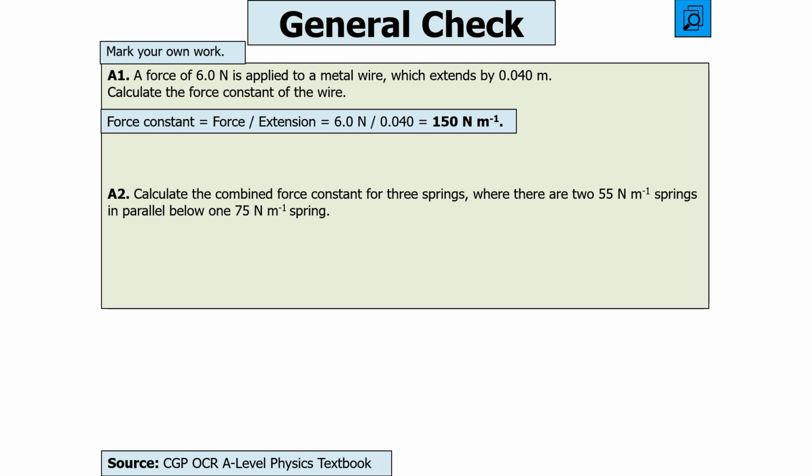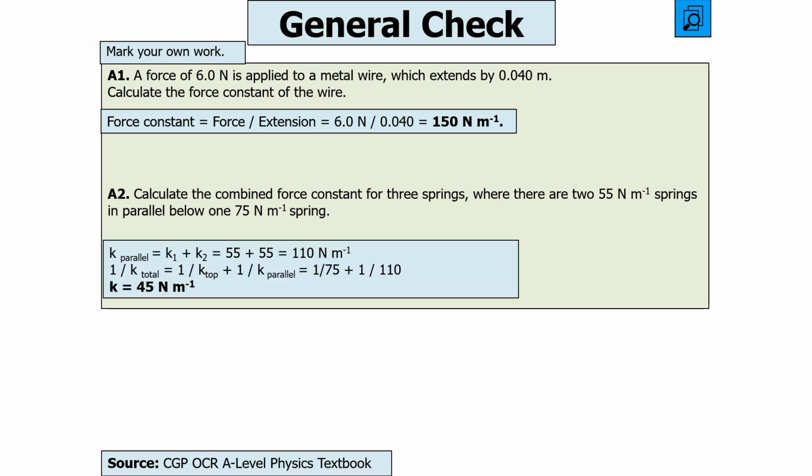Now in this next question, you can work out the spring constant when you have springs in parallel by adding the two together. So the two 55 newton per meter springs in parallel will give you a spring constant of 110 newtons per meter. Now we can work out when they're in series by doing 1 over the total equals 1 over K1 plus 1 over K2. So it's 1 over 75 plus 1 over 110, so you work that through, and K is 45 newtons per meter.